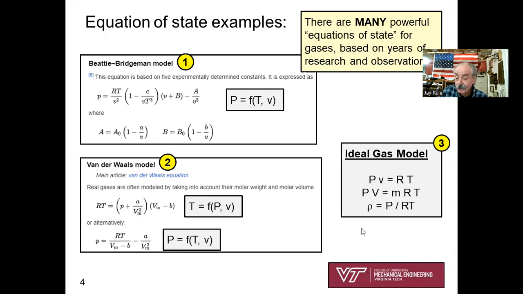The third example is the one that you're praying for in your class, isn't it? Right? You want to keep things as simple as possible, and practicing engineers want to keep things as simple as possible to make some decisions in their design, in their analysis. And so the ideal gas model, P times little v is equal to RT. Another way to say it is P times capital V equals MRT, or rho equals P over RT. All those three are identical. So those are three examples of equations of state.